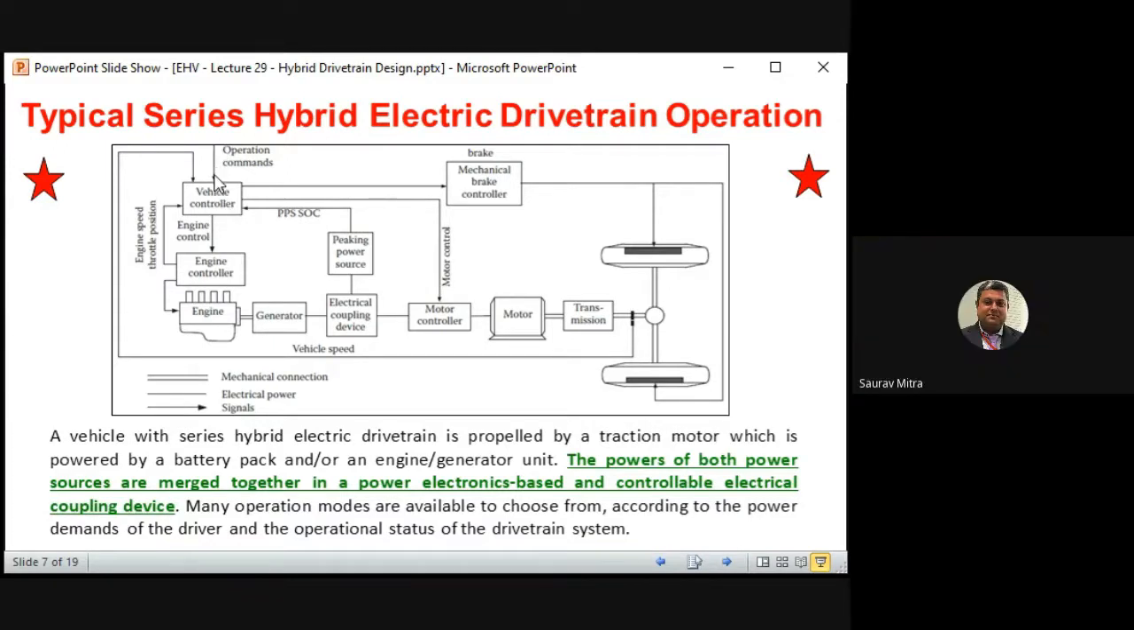Operation command is coming. That means whatever things are to be done, you can say a brake or a turn or acceleration. All these things are called operation commands. That is actually coming not directly to the mechanical points, but to the vehicle controller first, and then the vehicle controller distributes that command accordingly to the engine or mechanical brake controller and other places. So this is the operation command.